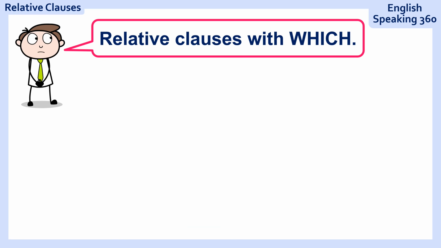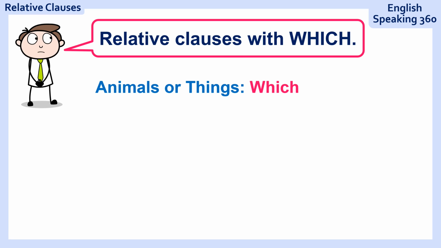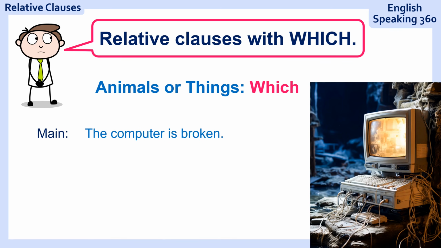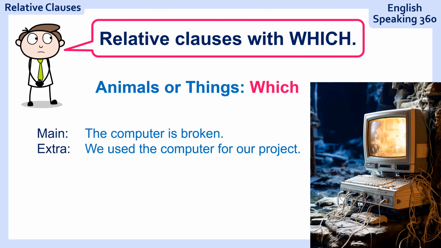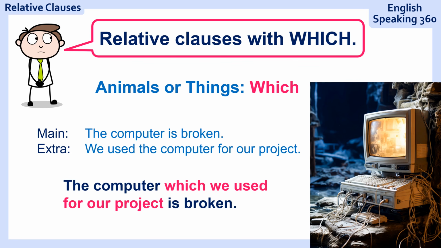Relative clauses with which. Which is used for animals or things. Here's an example. A computer. A computer is a thing. So the computer is broken, and we used the computer for our project. Now try to merge the two sentences with which. The computer which we used for our project is broken.